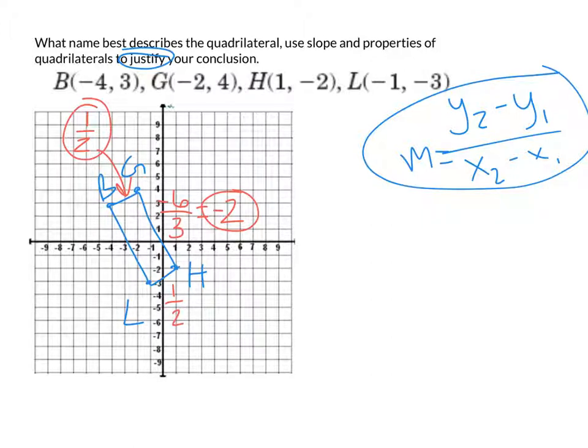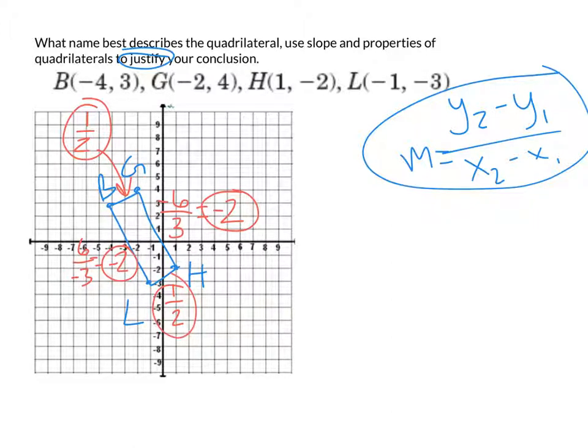And if I were to count out from L to B, I'm going up 6 and to the left 3. So that would be 6 over negative 3, negative 2. Okay. So those are my slopes that I'm dealing with for all my opposite sides.